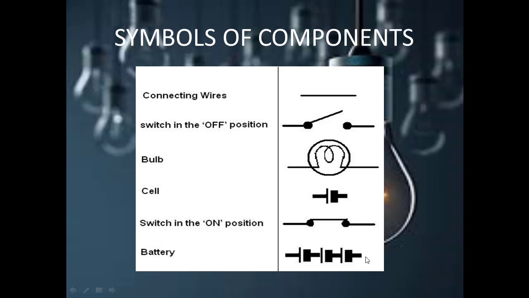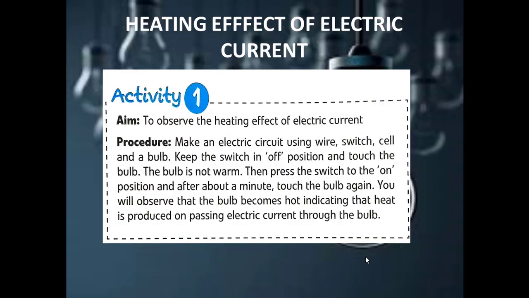Well, children, we'll move on to the next effect of electric current, called the heating effect. We have to do some investigation here. To observe this heating effect, you'll have to make an electric circuit using wire, switch, cell and a bulb. Now keep the switch in the off position and observe what happens in the bulb. Definitely the bulb will be cool. It will be very cool.